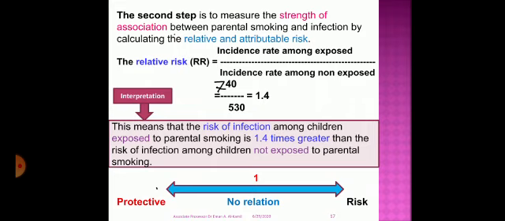And we have already discussed how we can interpret the result of the relative risk. We mentioned that if it is 1, that means there is no relationship. While if it is less than 1, it is protective, while if it is more than 1, it is risky. And it is equivalent to the odds ratio in a case control study.